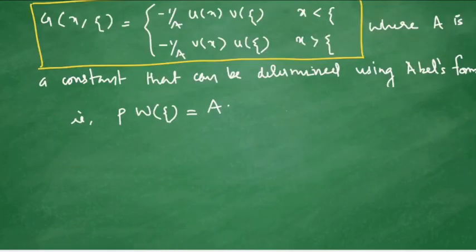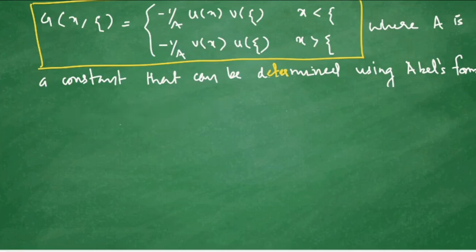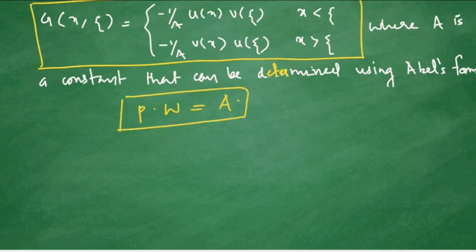Here A is a constant that can be determined by Abel's formula, that is P into W, the Wronskian W, is equal to A. So instead of A, we can apply this also, and then we can find the Green's function. So we have constructed the Green's function g of x, theta in terms of the non-trivial solutions of the equation Ly equal to 0.